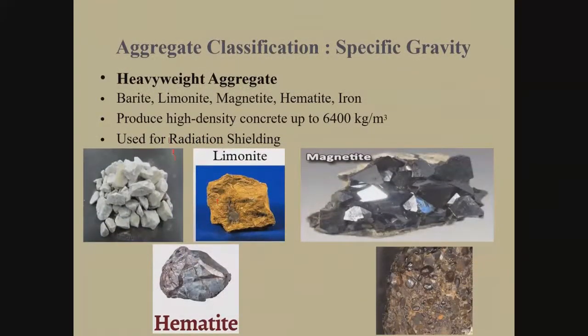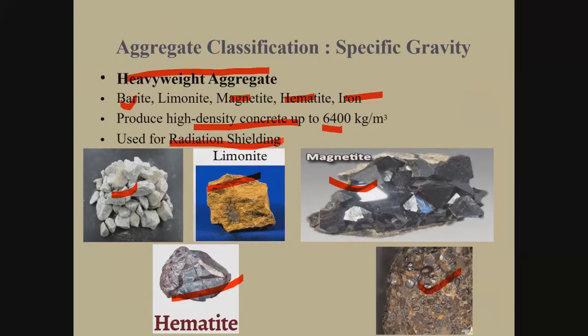The third category will be the heavyweight aggregate. Under the heavyweight aggregates, the examples are barite, limonite, magnetite, hematite, and iron. This is barite, this is limonite, this is magnetite, this is hematite, and this is iron aggregate. They produce high density concrete up to around 6,400 kilogram per cubic meter, which will be used in radiation shielding for nuclear power plants.